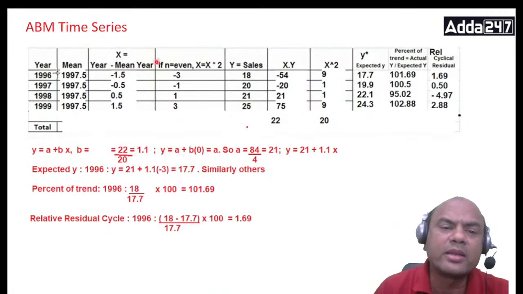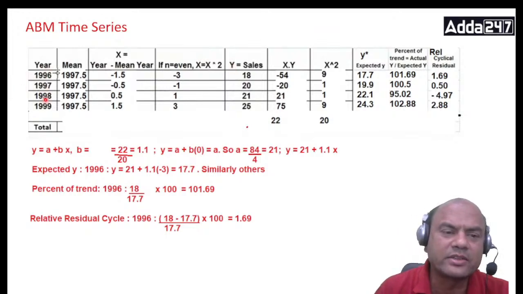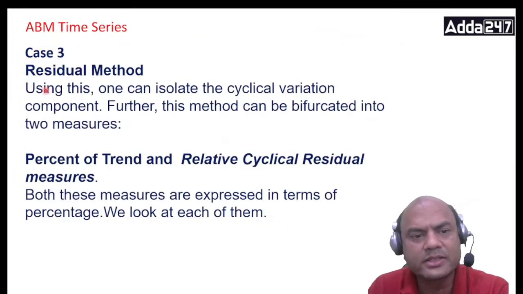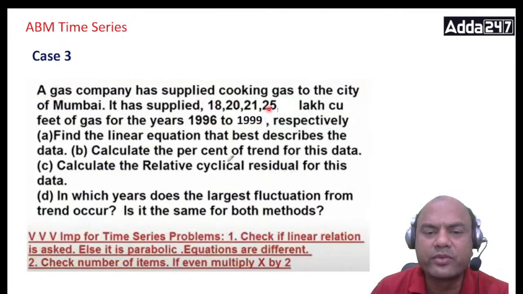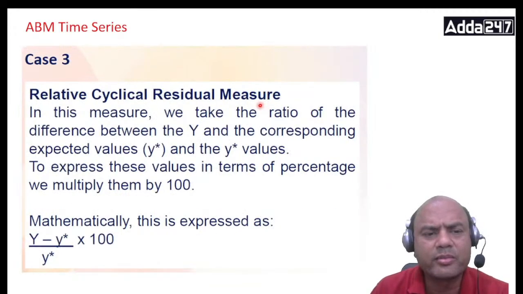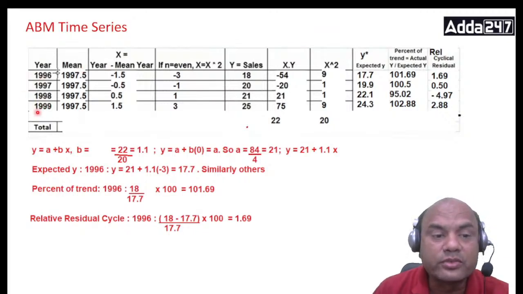Okay. Now again plot this. Remaining problem is the same. Plot the 4 years, 96, 97, 98, 99. These are the 4 years. Look at this, 96, 97, 98, 99 and all these figures 18, 20, 21, 25. Mark this. Average is what? 4 numbers. So divide by 4. What is the average? Center of these two, 97.5.